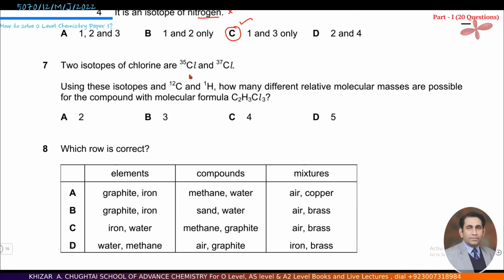Two isotopes of chlorine are Cl35 and the other one is Cl37 with respect to their masses. Using these isotopes, carbon mass is 12, hydrogen mass is supposed to be 1. How many different relative molecular masses are possible for the compound with molecular formula C2H3Cl3? I'm writing it over here, some sort of its displayed formula. Suppose I am writing this molecule like that. C2H3, I'm sorry, C2H3.